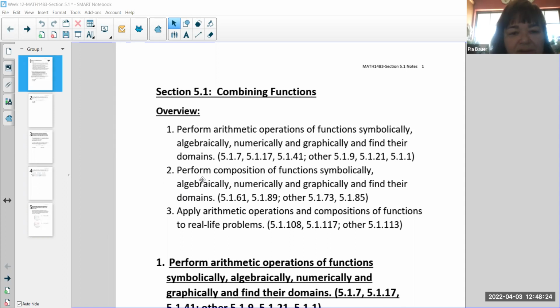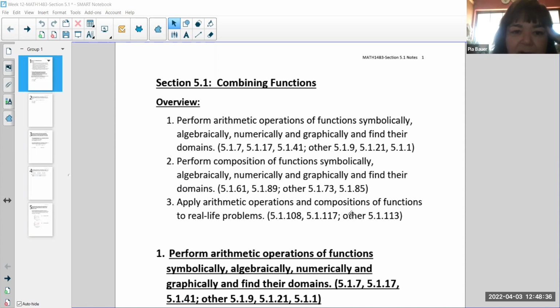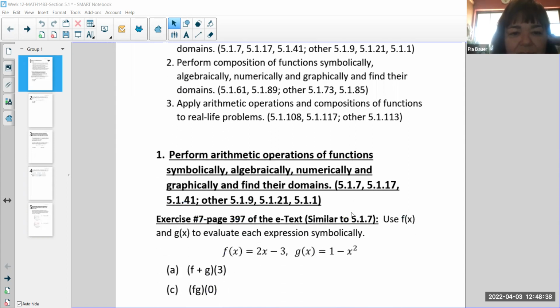And you know, almost every section we end up with some word problems, some real life problems applying what we have done in that week. So we're going to start out with our arithmetic operations.